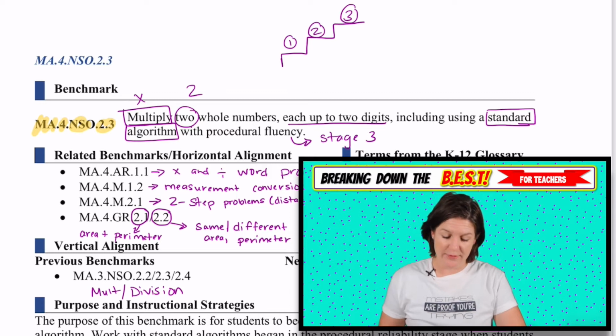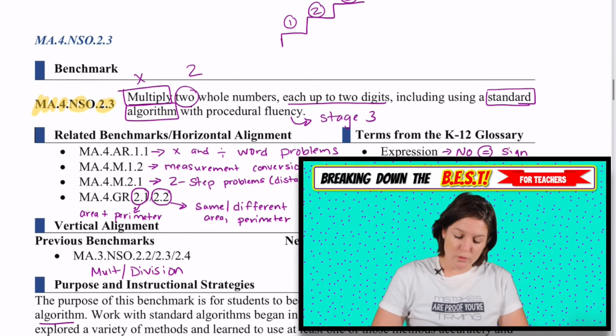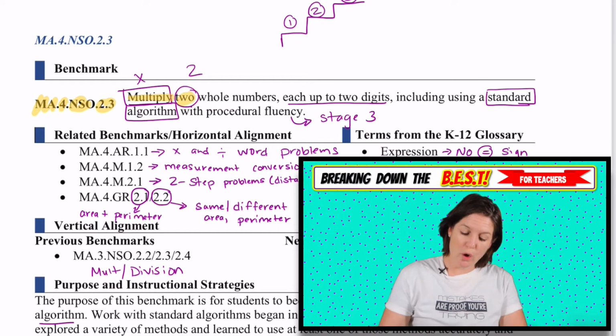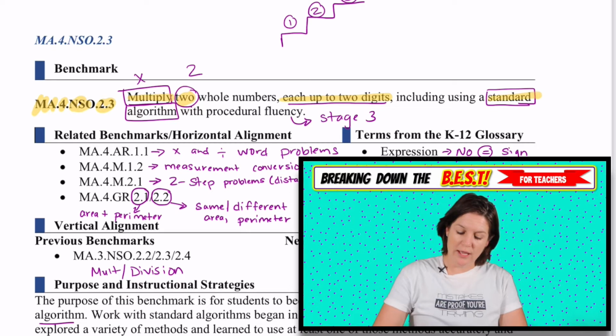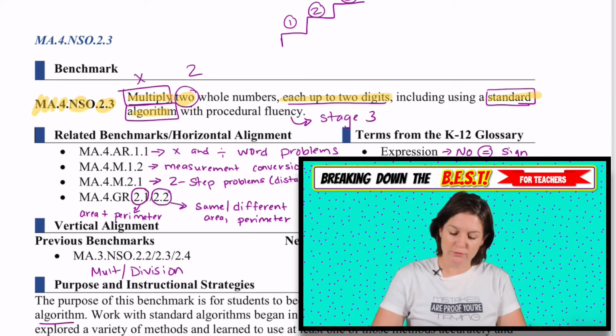Okay, so this standard says that we're going to multiply two whole numbers, each up to 2 digits, including using a standard algorithm with procedural fluency.